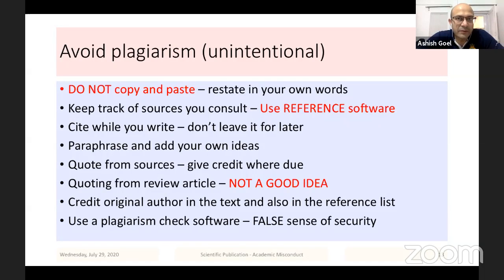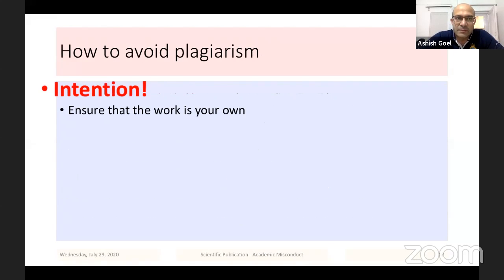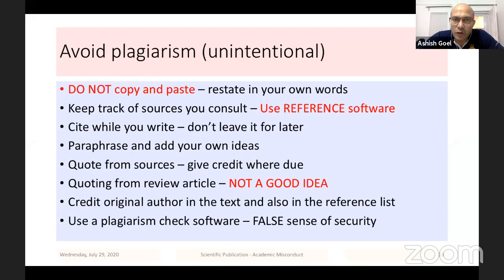But please also remember that once you use a plagiarism checking software, you get a false sense of security, which is not required. The most important thing is that your intention needs to be correct. And if your intention is correct, do not copy and paste. Use a reference manager software and cite as you write. And do not quote from a review article. Go back to the original study and quote from there. And finally, use a plagiarism check software.